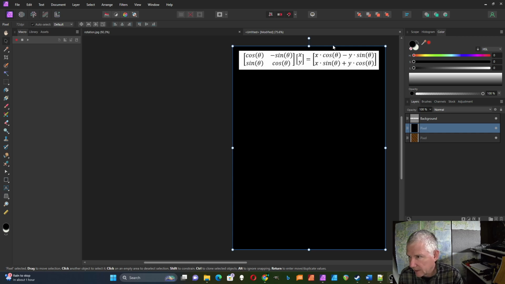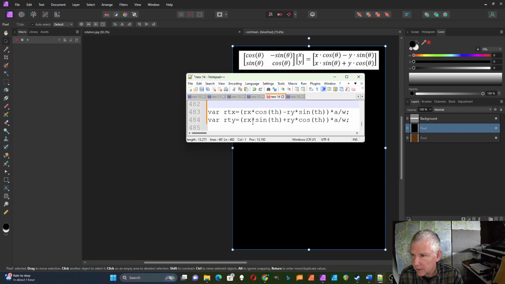If I apply that coordinate transformation to my x and y coordinate variables, I can apply a rotation to my pattern. So I'm going to look at that down here. So that could look something like this. I create a new variable, rtx for rotated x and rty for rotated y.